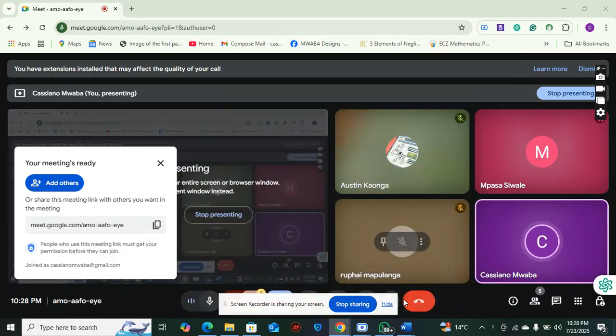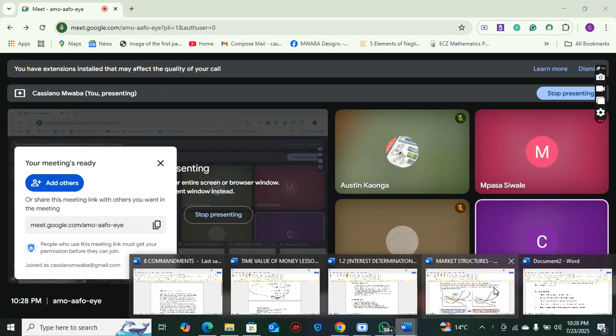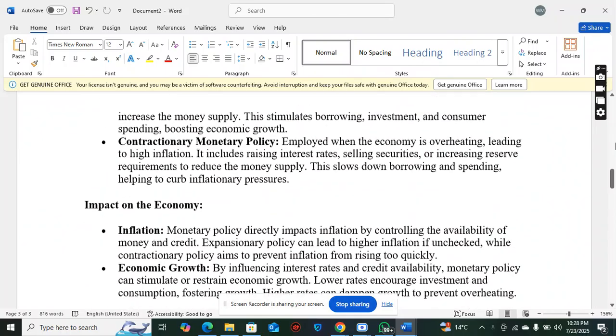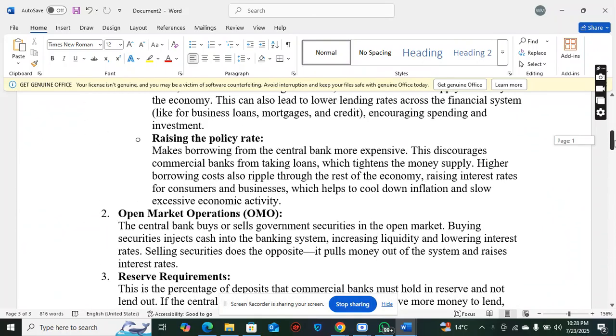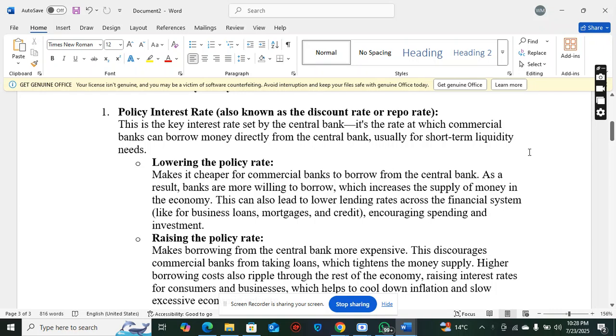Okay, so we are looking at monetary policy. This is how a central bank of a nation influences a country's economy through money supply and interest rates. The central bank wants to influence the economy of a nation. So we want to look at the tools that are used by the central bank in monetary policy.